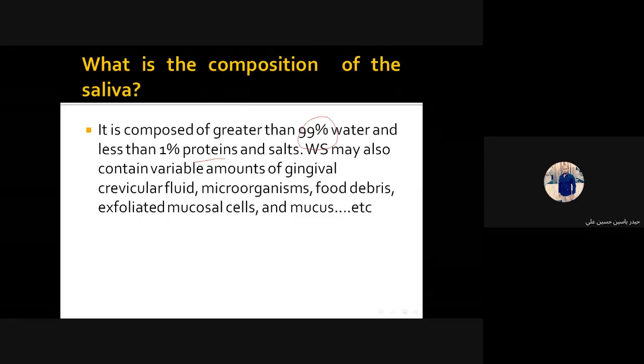We have a lot of research being conducted in this field, and we could use saliva as a preliminary diagnosis of many systemic diseases. We could demonstrate changes in many trace elements, in many enzymes, in many immunoglobulin levels, in most of the systemic diseases.